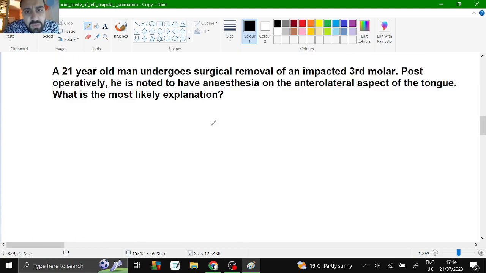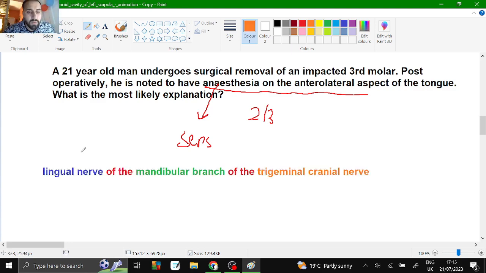Okay, read this question and tell me what the answer is. So the patient is having anesthesia on the anterolateral aspect of the tongue. That means anterior 2/3 of the tongue. Anesthesia, we said it's not the taste, it's about sensation. So which nerve is injured in this case? So the answer is the lingual nerve.